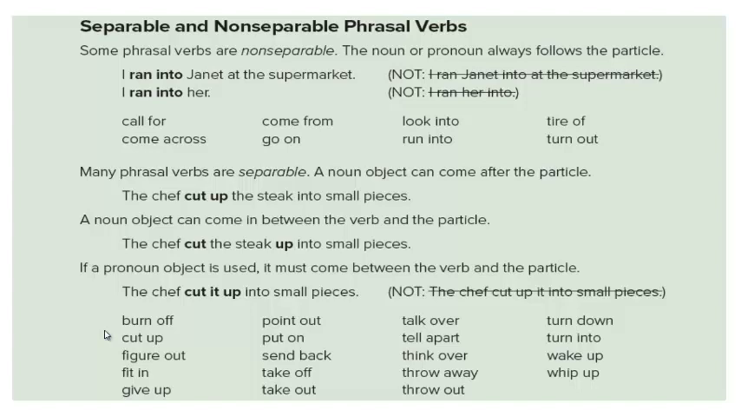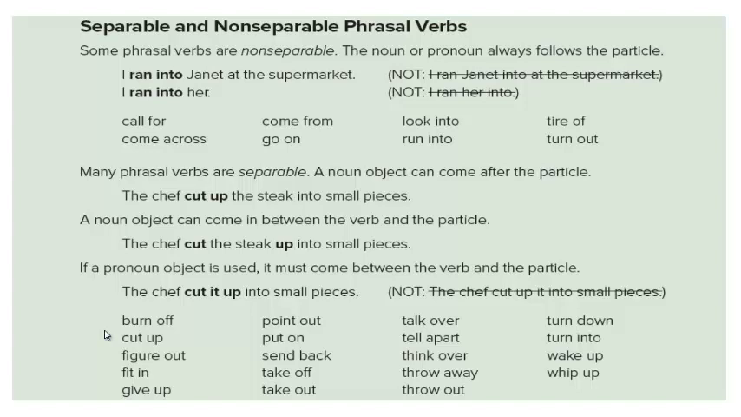Many phrasal verbs are separable, however. A noun object can come after the particle. The chef cut up the steak into small pieces. A noun object can come in between the verb and the particle. The chef cut the steak up into small pieces. If a pronoun object is used, it must come between the verb and the particle. The chef cut it up into small pieces.